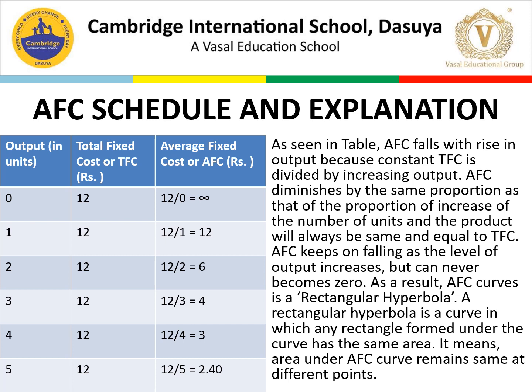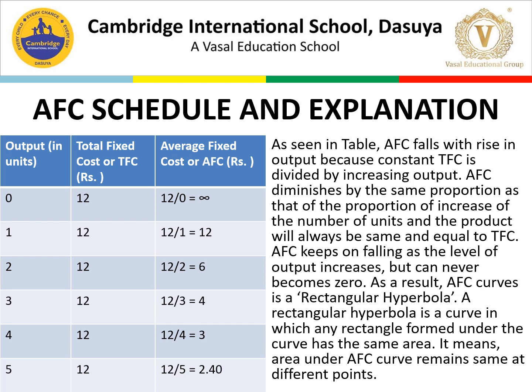Then 12 divided by 1 is 12. 12 divided by 2 is 6. 12 divided by 3 is 4. 12 divided by 4 is 3. 12 divided by 5 is 2.40. Now I'm just going to explain the same table.